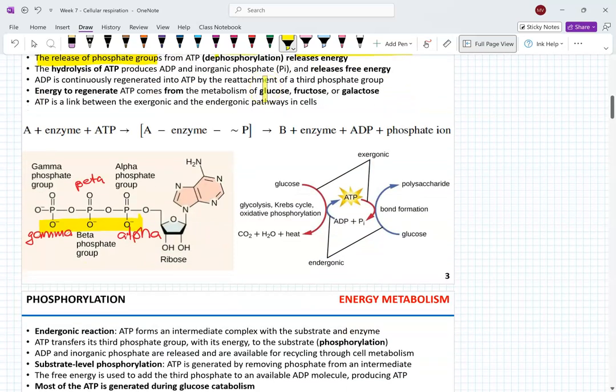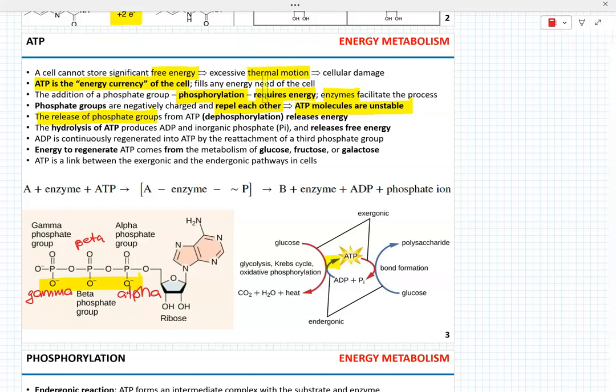During ATP hydrolysis, the red arrow here, ATP is broken down to ADP and inorganic phosphate, and energy is released. This energy can be used, as we mentioned before, for the formation of bonds and synthesis of biological molecules, for example, polysaccharides or proteins.